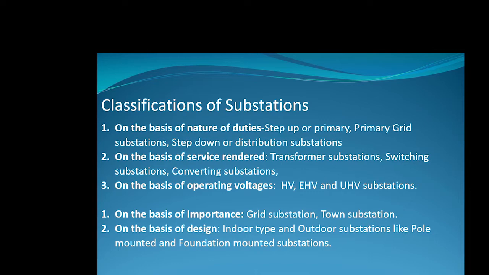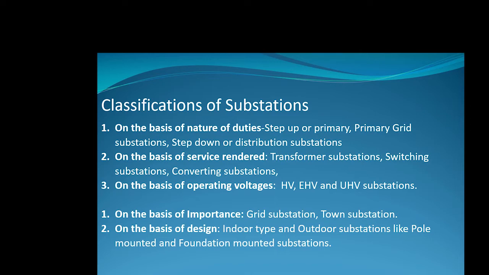We can also classify substations on the basis of voltage levels. That is, we can have high voltage substations ranging from 66 kV to 132 kV. We can have extra high voltage, that is EHV substations, ranging from 132 kV to 400 kV, and we can have ultra high voltage or UHV substations ranging above 400 kV.